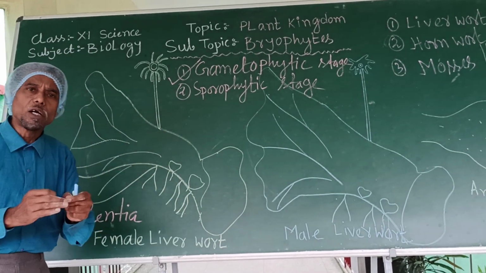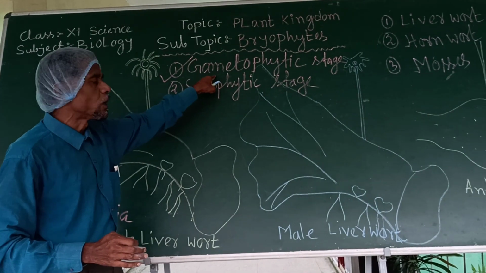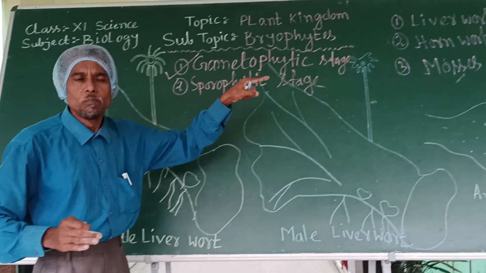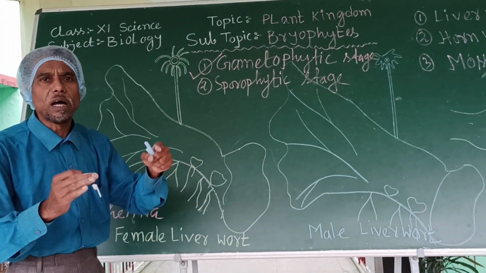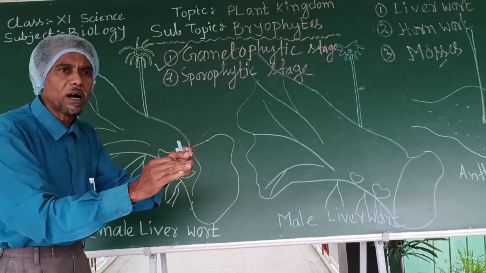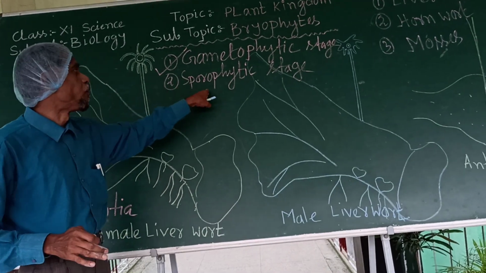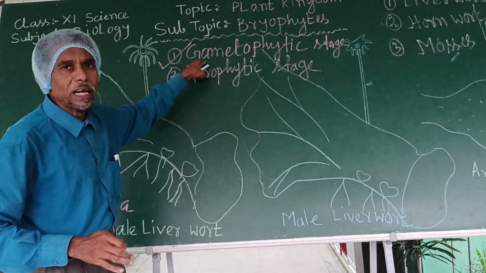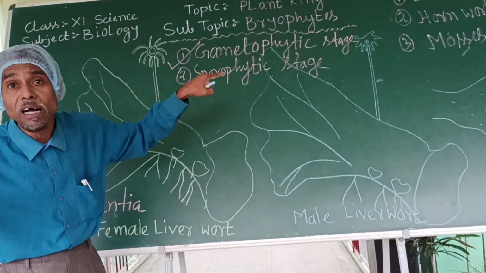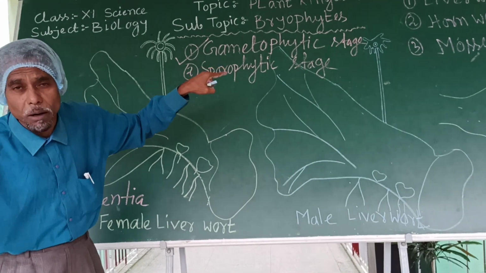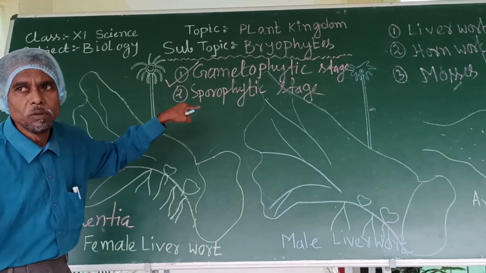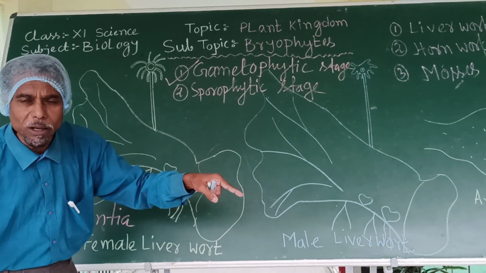Meaning a part of life, that is the gametophytic stage, lives on soil or rocky, shady areas or the bank of a river, and the sporophyte lives on the gametophyte. But during the formation of a sporophyte, during the sexual reproduction in the life cycle, they require water. That is why we say they are amphibian plants.